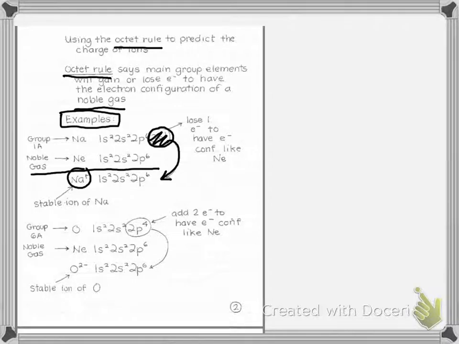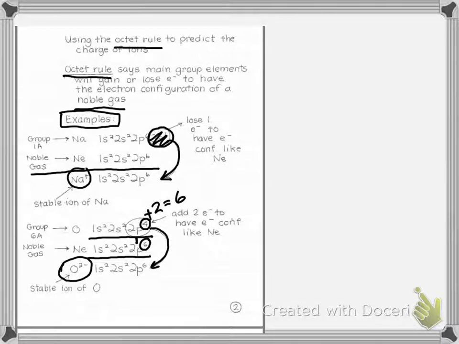Now oxygen was the other example I did for you. So here's oxygen and here's its electron configuration. Now, if I look at neon, which is the closest noble gas to it, what you notice when I compare is that oxygen has 4 valence electrons in the p, and neon has 6. So if I add 2 electrons, 4 plus 2 equals 6. And now the oxide ion right here, which is the stable ion, looks like neon.